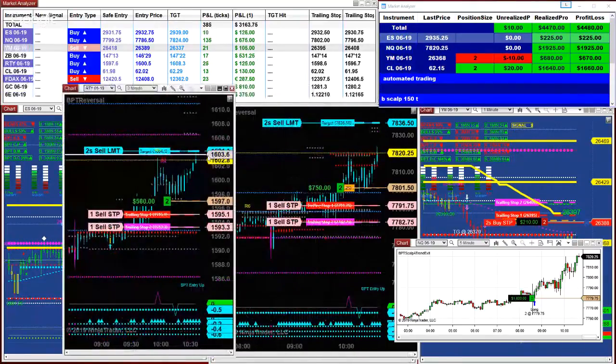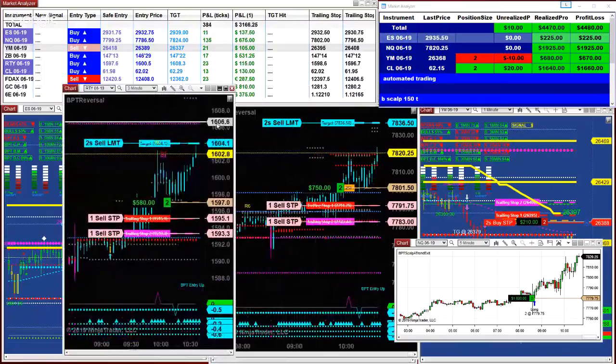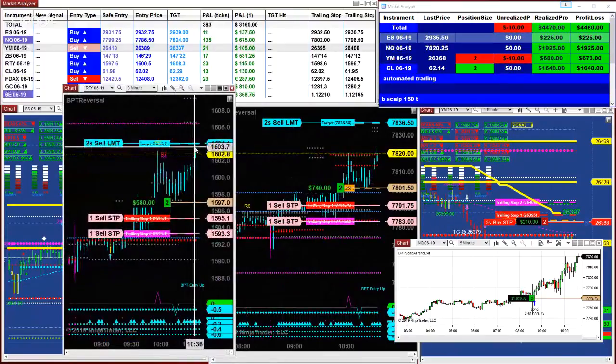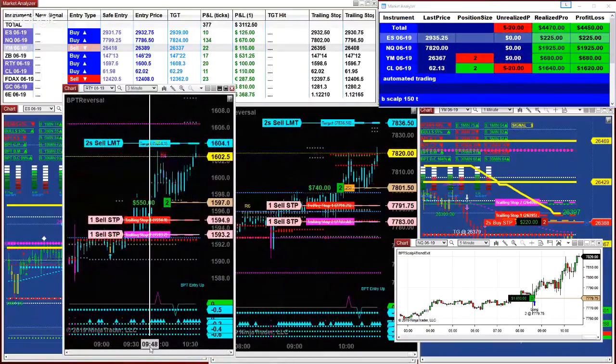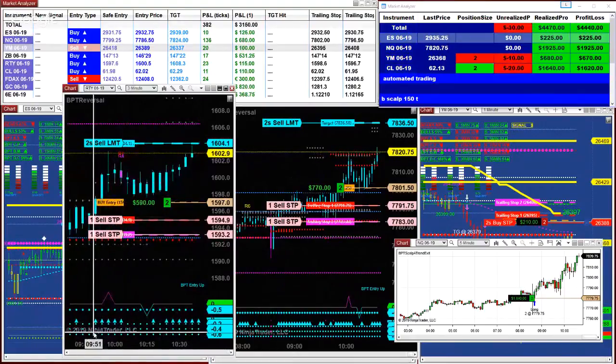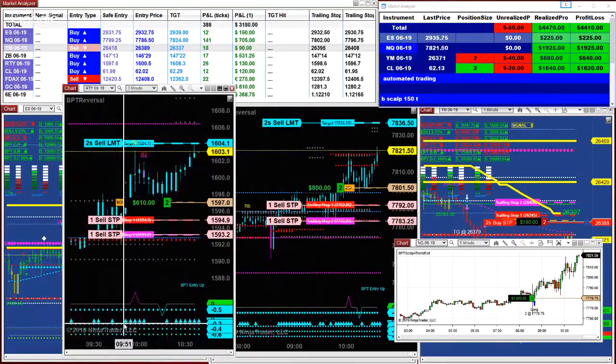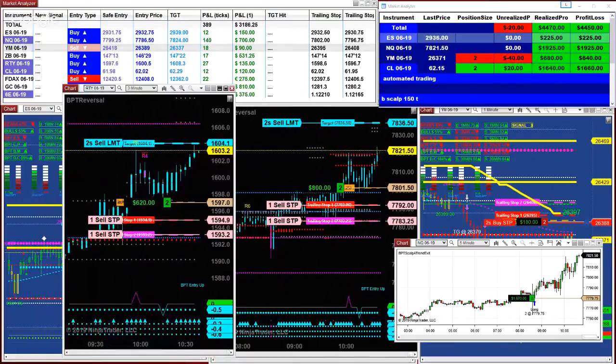Look at this, guys. Look where the target is, and look where the high on the Russell is. It's about to close, 620 on that trade.